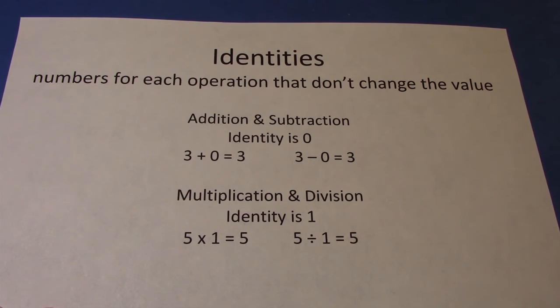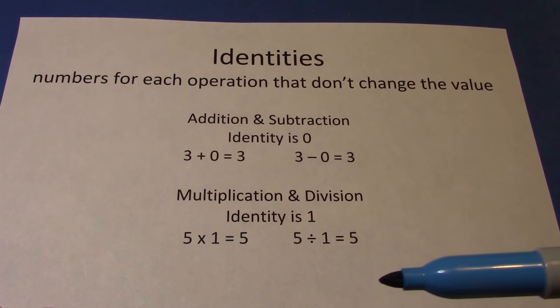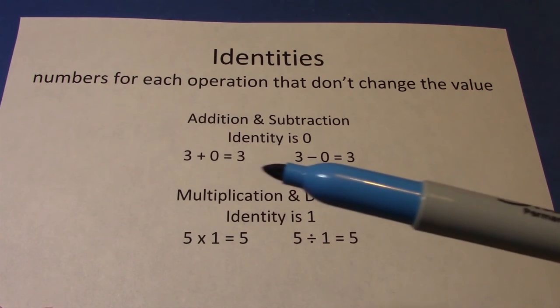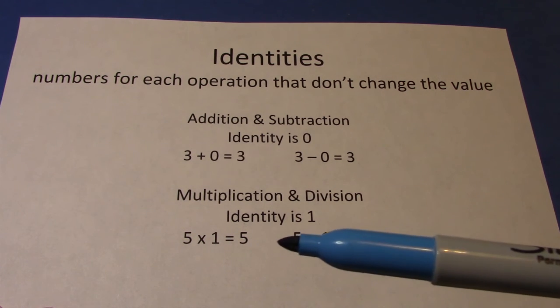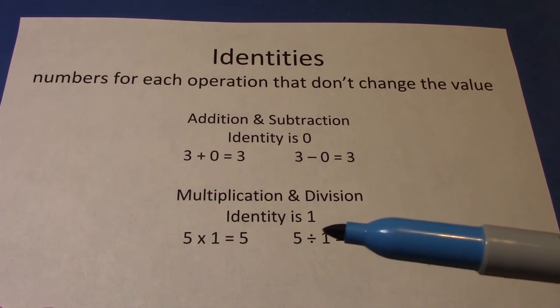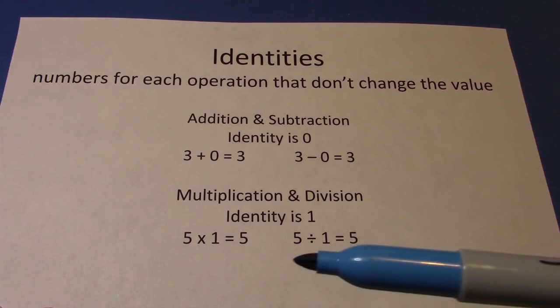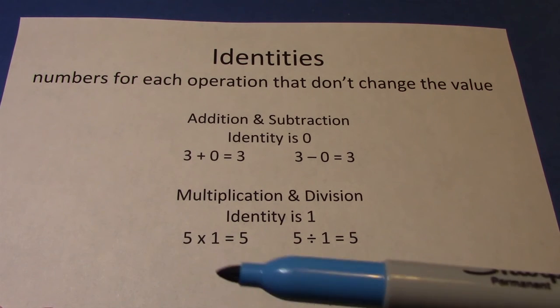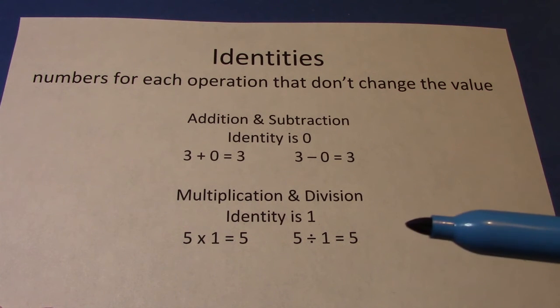Another property of numbers that's important is identities. Identities mean that there's a number for each operation that doesn't change its value. So for addition and subtraction, the identity is 0. You know this. 3 plus 0 is 3. 3 minus 0 is 3. And for multiplication and division, the identity is 1. You know this too. 5 times 1 equals 5, and 5 divided by 1 equals 5. In fact, anything multiplied by 1 is itself, anything divided by 1 is itself.